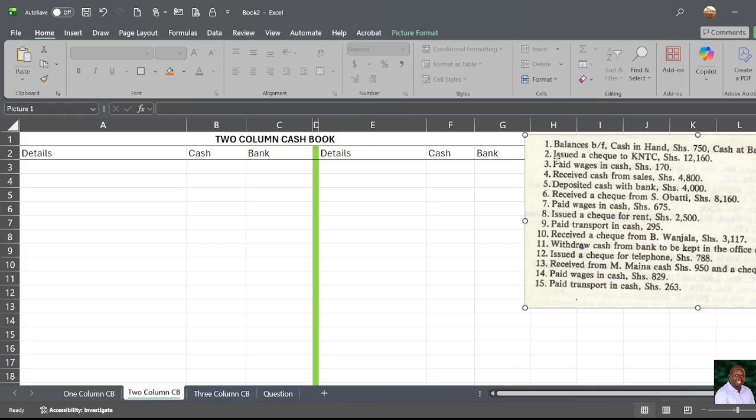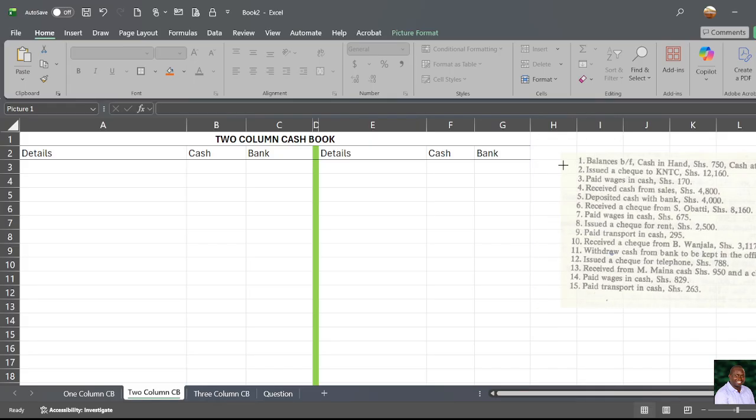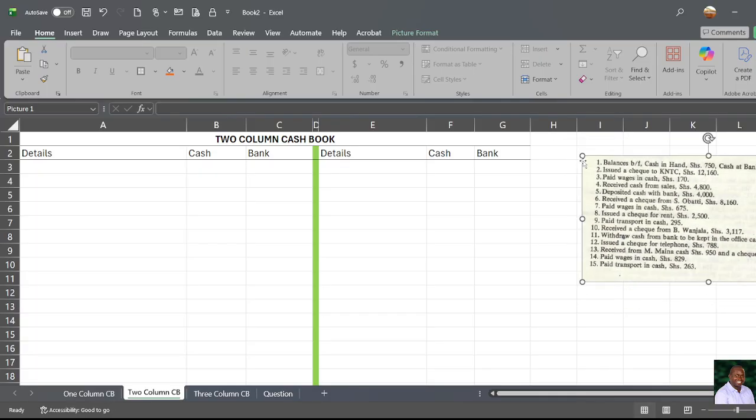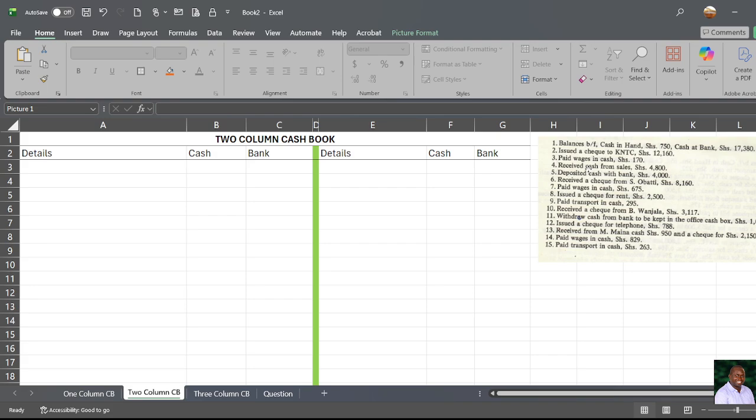So we have this question that we have been given, and let me just get the entire question. Then we have a good working space. He started up a business with balances brought forward. You can see them there.